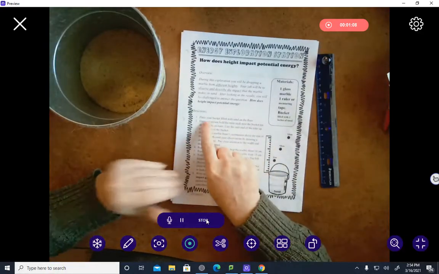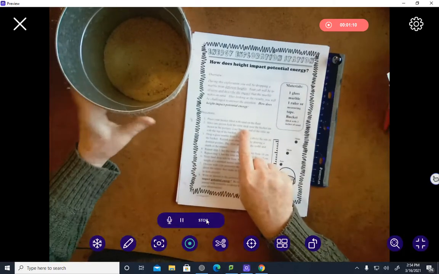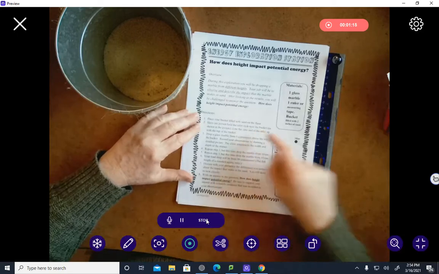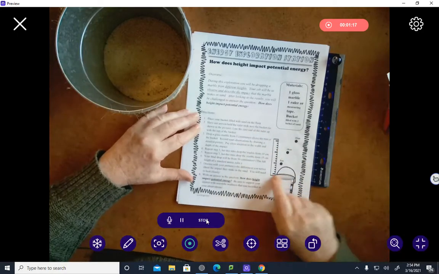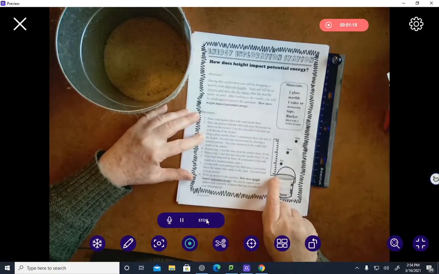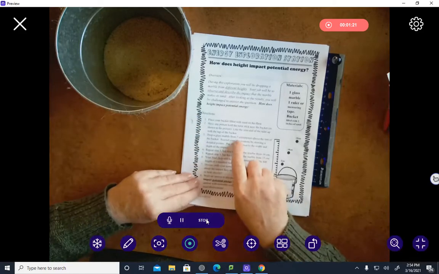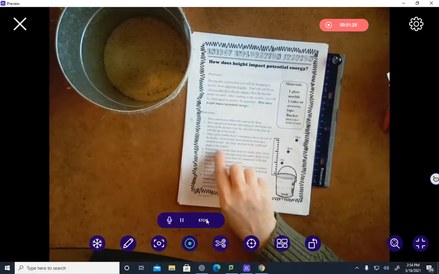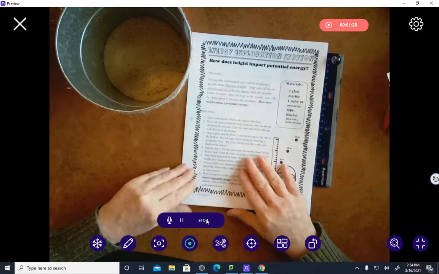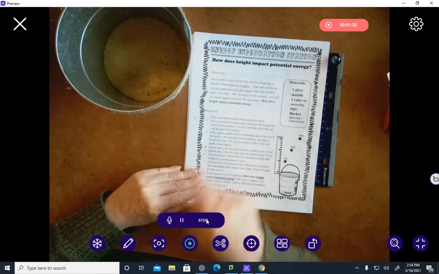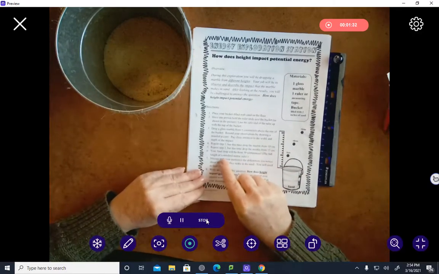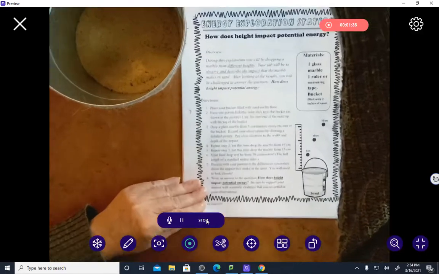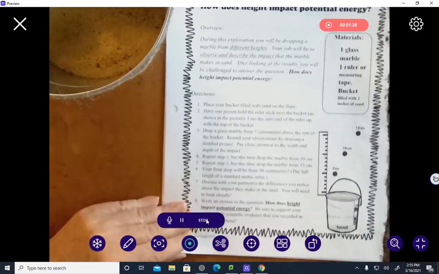So when it says to place your bucket filled with sand on the floor, have one person hold the ruler stick next to the bucket, as shown in the picture. Line the zero end up with the top of the bucket and drop a glass marble from 5 centimeters above the rim. Record your observations by drawing a detailed picture. Pay close attention to the width and the depth of the impact. Most people didn't read this. I can zoom in on it.